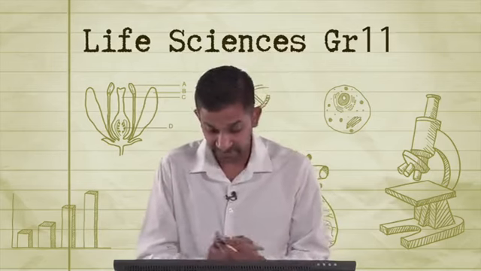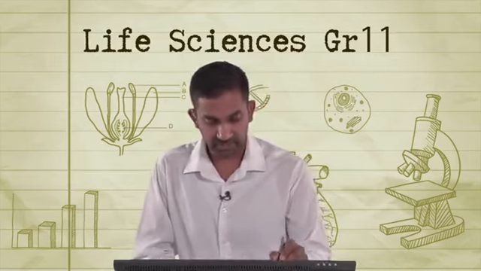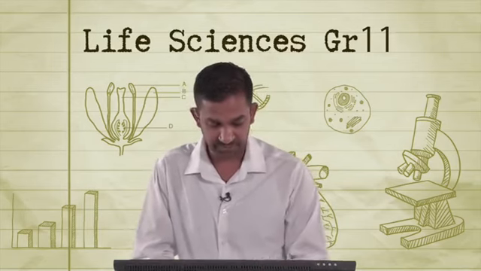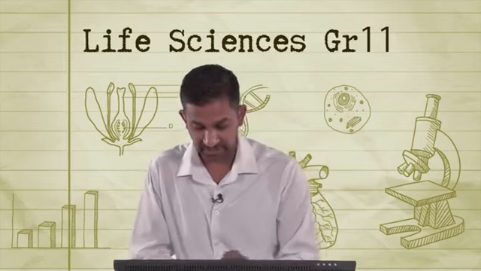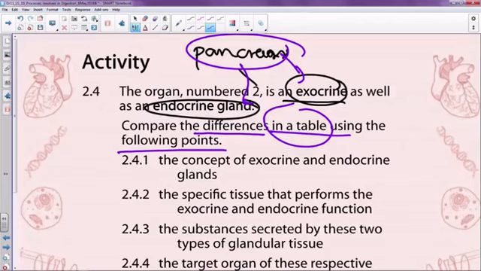So let's read this question. Compare the differences in a table using the following points. So here we've got to tabulate, and guys, you've got to take note of the word table. 2.4.1, the concept of exocrine and endocrine glands, which we've just discussed. 2.4.2, the specific tissue that performs the exocrine and the endocrine function. So we've got to compare the tissues which perform the exocrine and endocrine function in the pancreas.